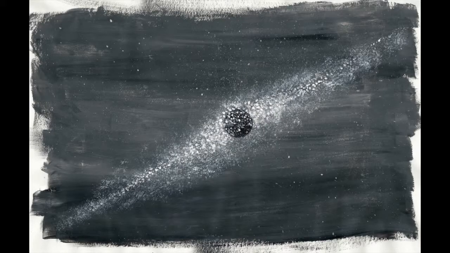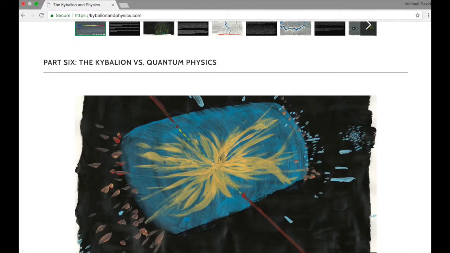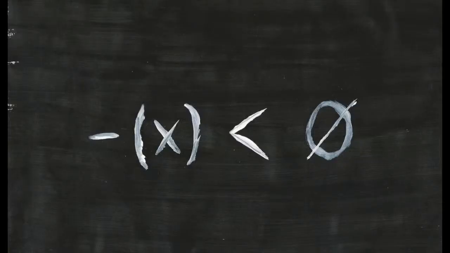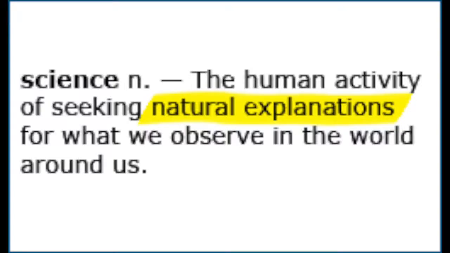Cool. So there you have it. A black hole is one giant magnetic atom. There's nothing crazy going on in the nucleus. They don't go through other dimensions or alternate dimensions. I don't know what quantum physics has been preaching, man. They lost it. But whatever. You can read about my arguments against quantum physics in Part 6, The Kybalion versus Quantum Physics. And yeah, it's very irrational and illogical, but it's okay, at least you're being presented with logic and an explanation that we can all understand, which is the purpose of science.